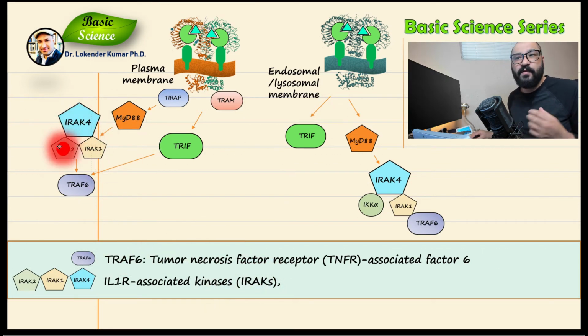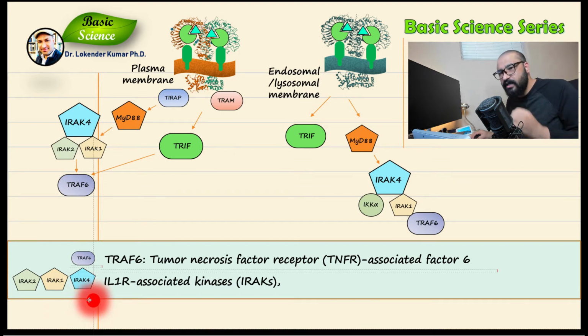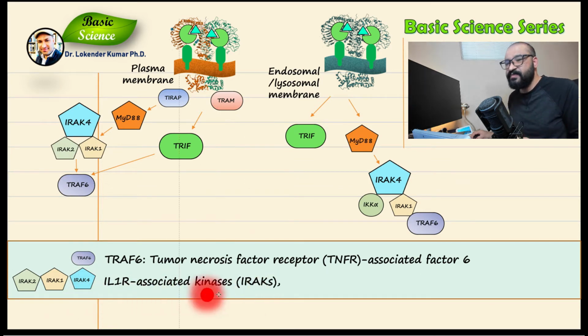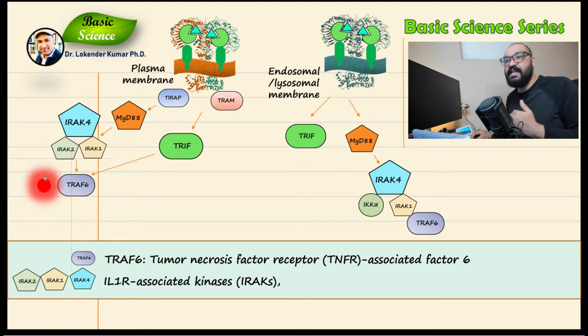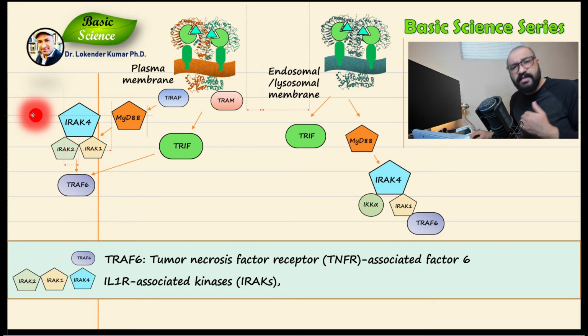And what is the full form of IRAK4? IRAK4 is interleukin-1 receptor associated kinase. And now we all know what kinases are. Kinases are the enzymes that transfer a phosphate group from a high energy donor to any substrate. That leads to the activation of this intracellular signaling pathway. And you will see in most signaling pathways that kinases are involved, they are activating and phosphorylating the molecules that are involved in the signaling.